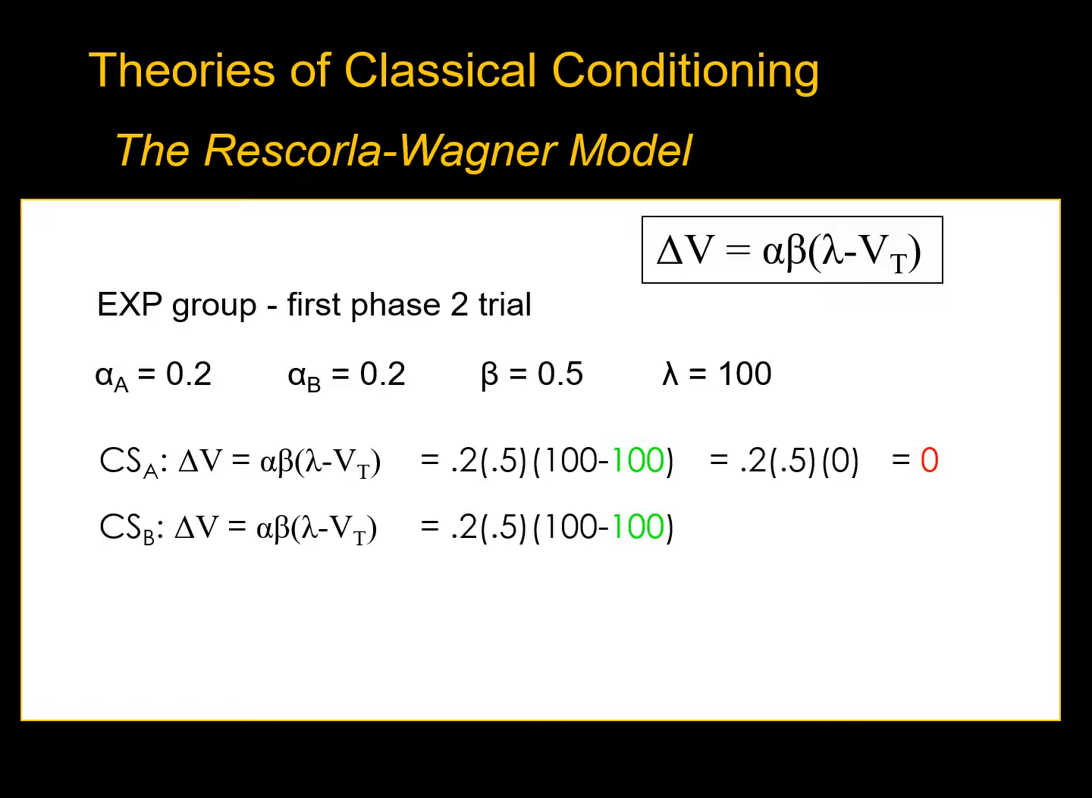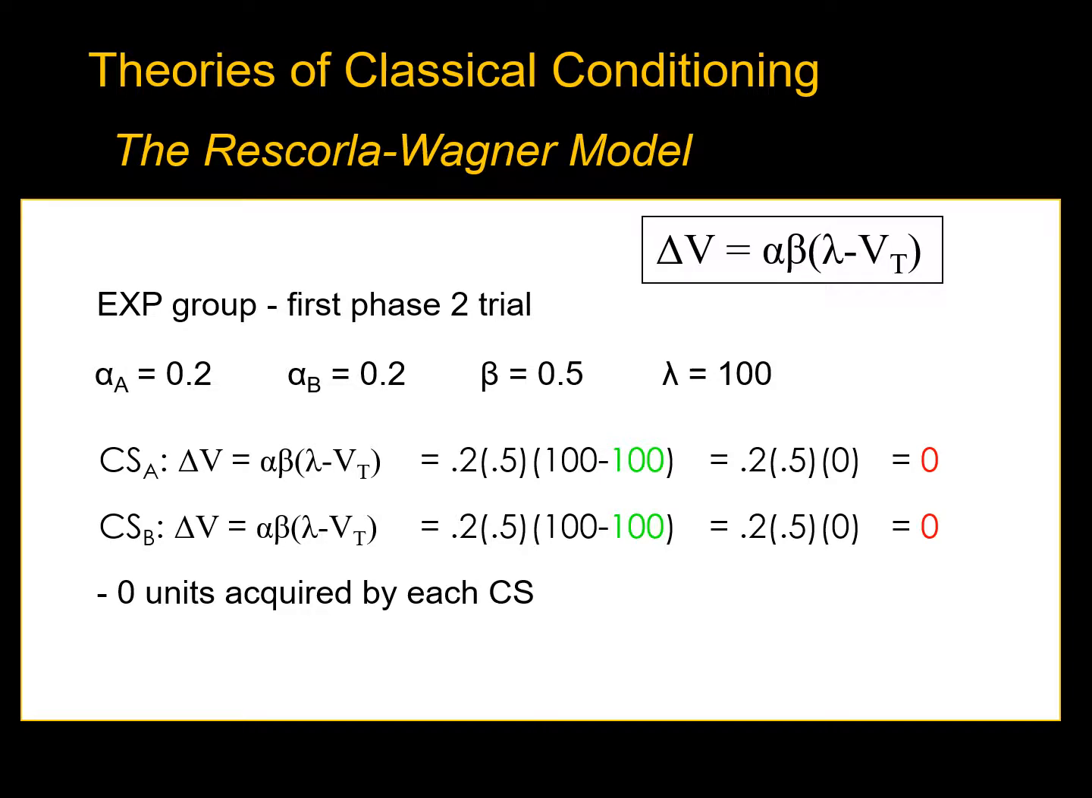And the same thing is going to be true for the second CS, for the same reason. All the available associative strength has been used up. So, on the first phase 2 trial for the experimental group, delta V for both CSs is 0. Neither CS acquires any associative strength on this trial. Now, what you have to keep in mind here is that one of these CSs already has all the associative strength.